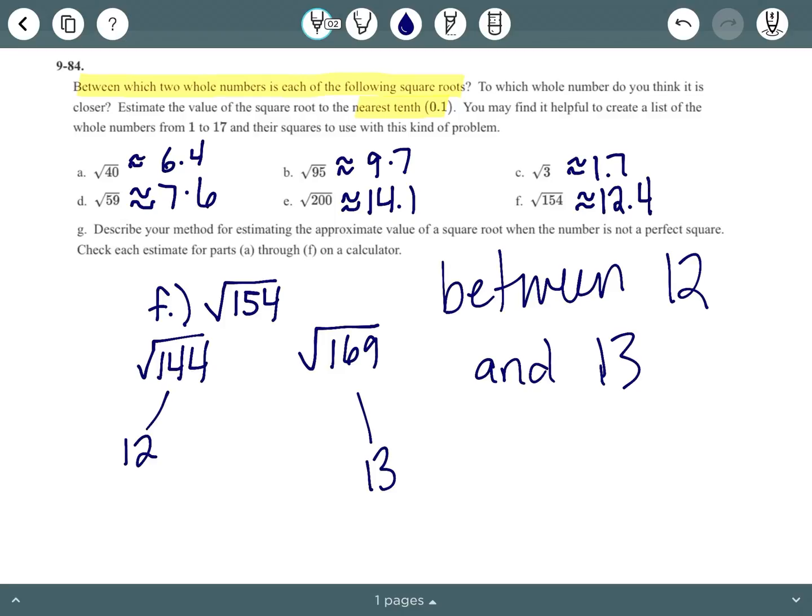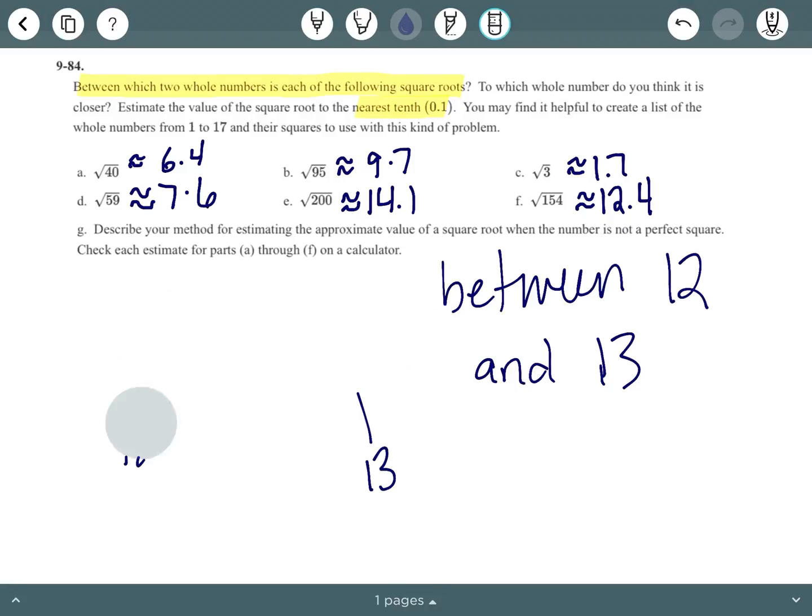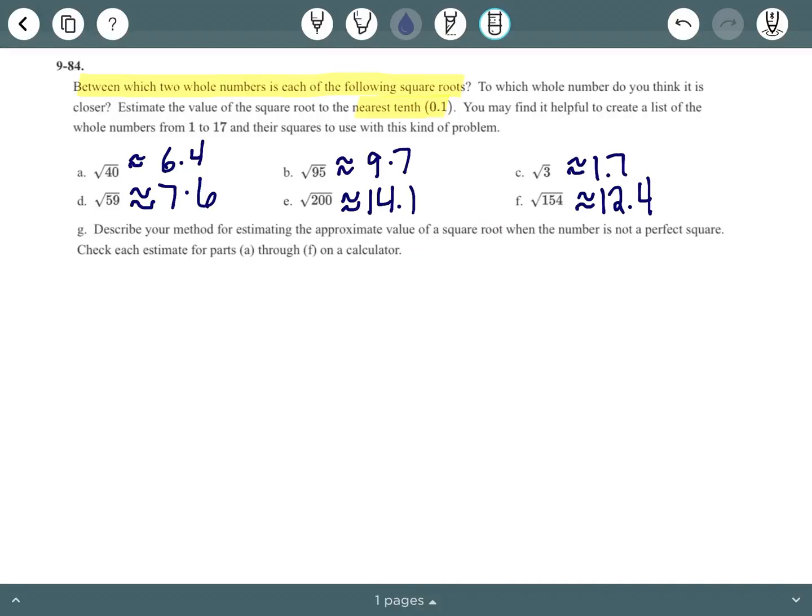All right, so now we have our estimates, and I hope that you wrote down everything that I did, even though I'm erasing. You do need to make sure you have all of that in addition to these estimates. These estimates will not be enough, so if you did not write down all of the things that I wrote down, you need to go back and make sure that you do that as well. Now, part G says to describe your method for estimating the approximate value of a square root when the number is not a perfect square. Check each estimate for parts A through F on a calculator.